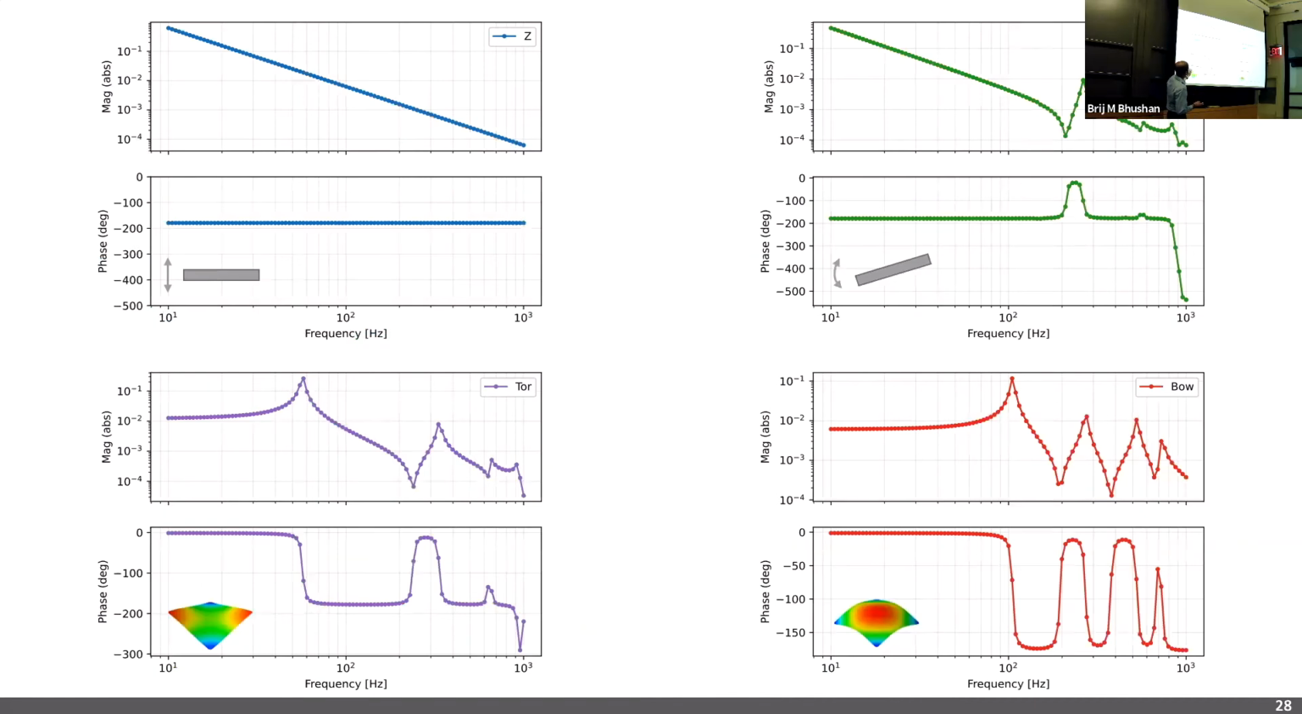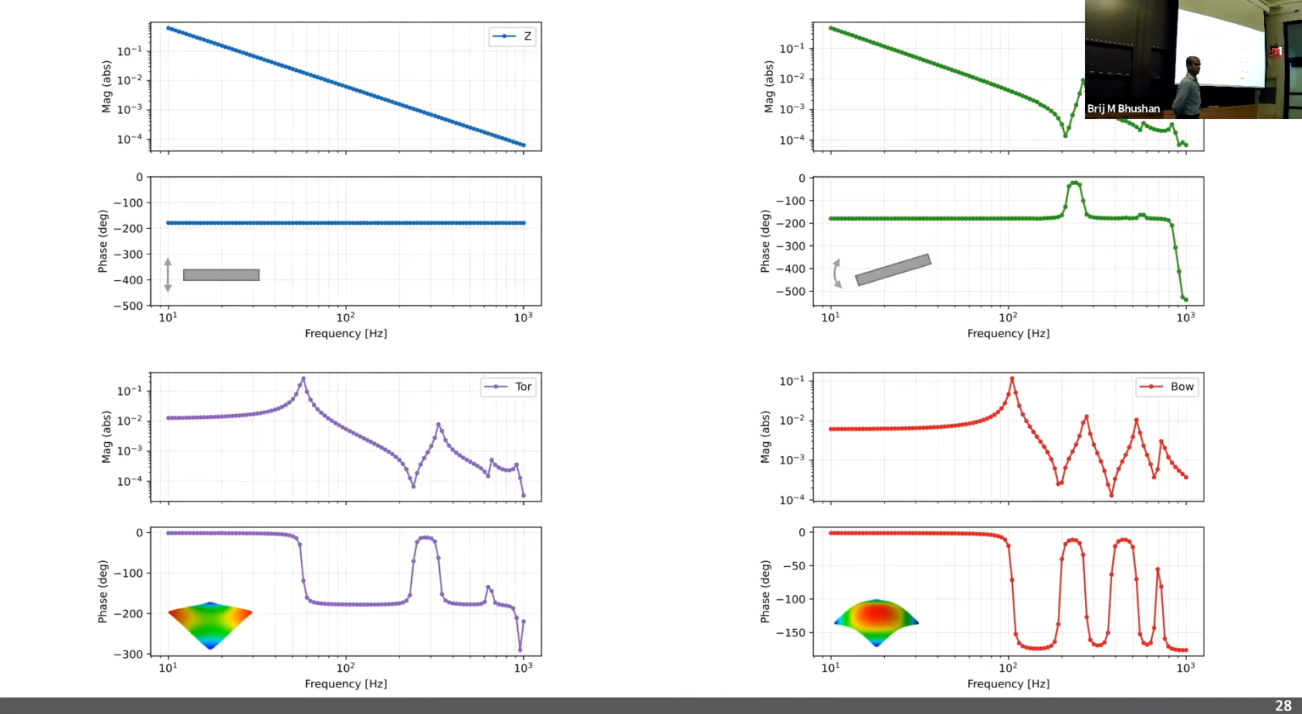Okay, so we looked at z, theta x. So these are the flexible modes. We have the torsional mode and the bow mode. It shows a stiffness behavior, which is to be expected because it's a flexible mode, and then various resonances after that. I show the torsional mode because we can sense the torsional mode, which is just the twist of the floater, but we can't actually control it based on our current design. I can explain why that is if there is interest.